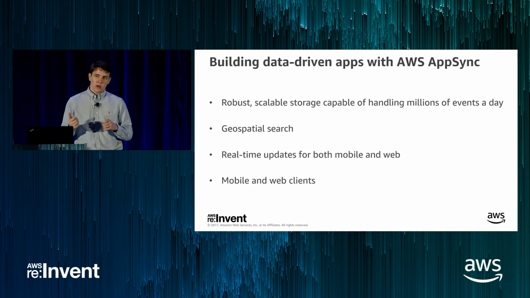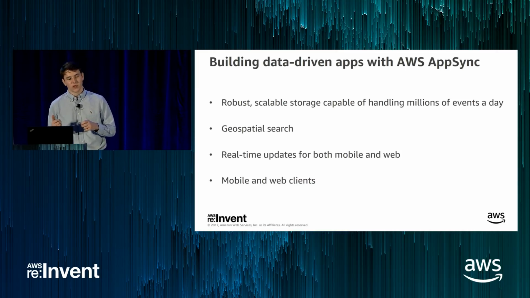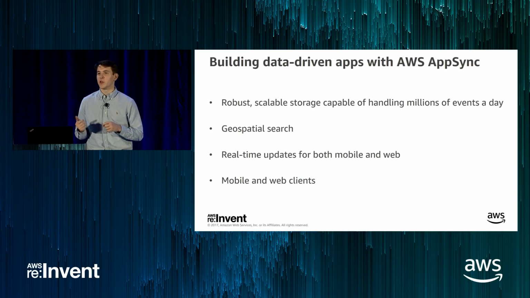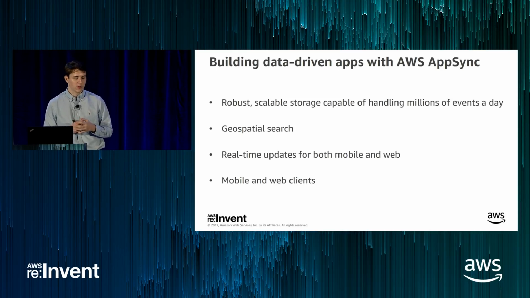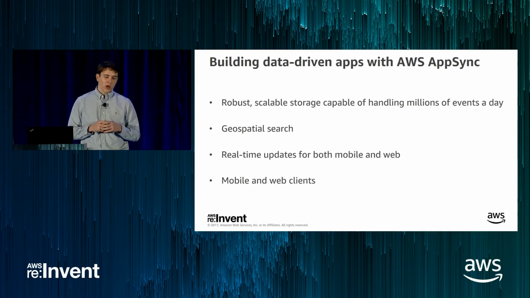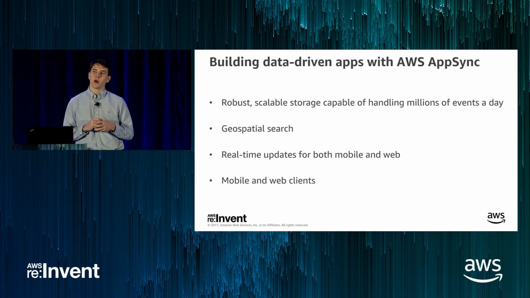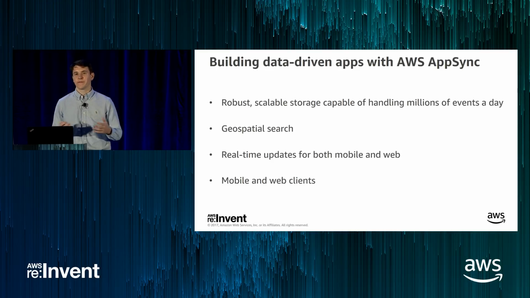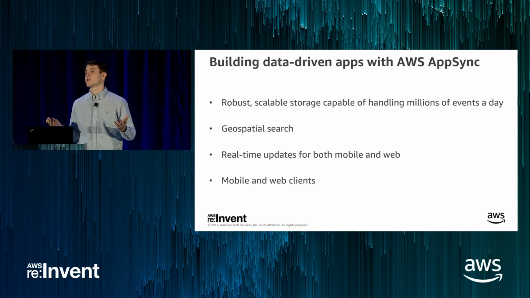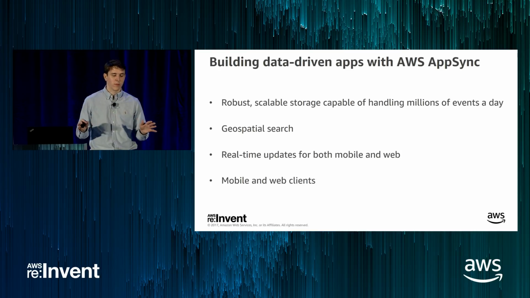So step one, we need a robust, scalable storage engine. For this, we're going to use DynamoDB. It scales really well. It's reliable and low latency. We also need geospatial search. So I'm going to need to be able to say, I want all of the purchases that happened within 100 miles of this location within the last 60 minutes. We need real-time updates for both web and mobile. This is where GraphQL subscriptions come in. And the last piece is we need mobile and web clients, and more. But for now, mobile and web.